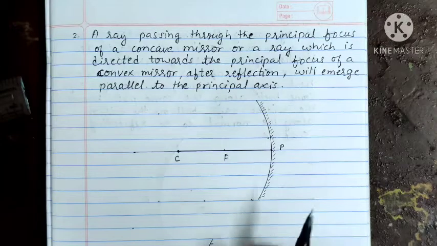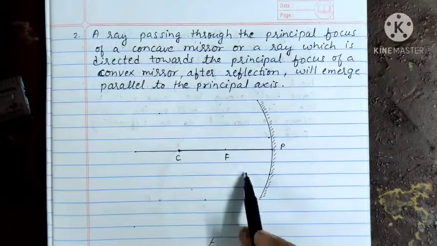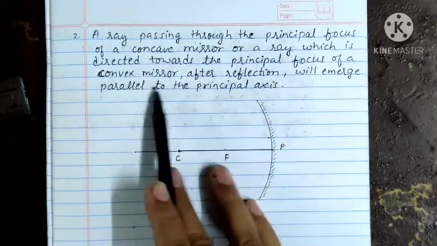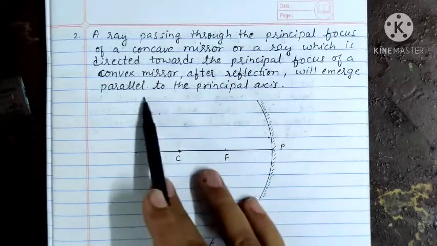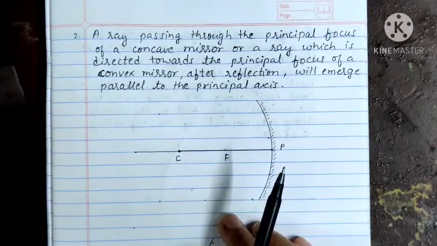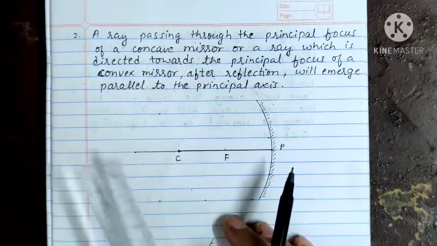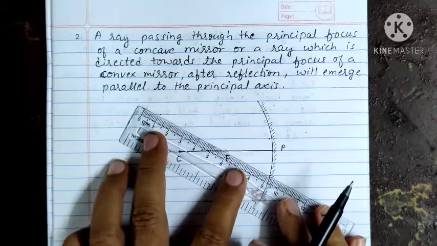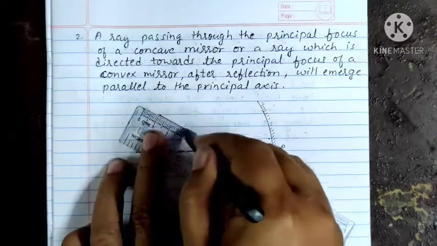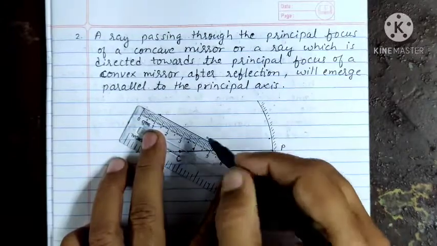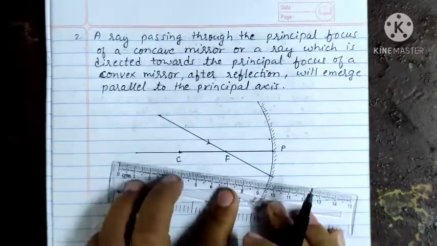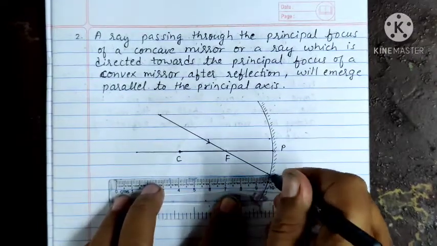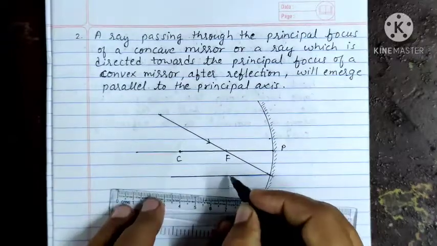Now let us discuss rule number 2. A ray passing through the principal focus of a concave mirror, or a ray which is directed towards the principal focus of a convex mirror, after reflection will emerge parallel to the principal axis. Now this is the second rule. A ray passing through the principal focus. This is the ray I am passing through the principal focus. So after reflection, it will pass parallel to the principal axis.